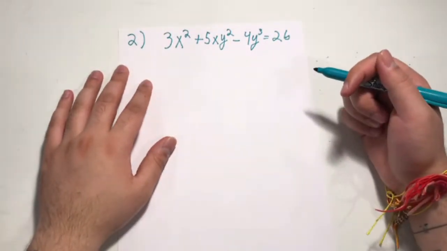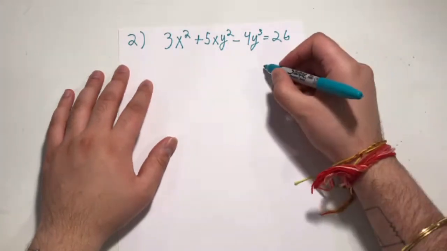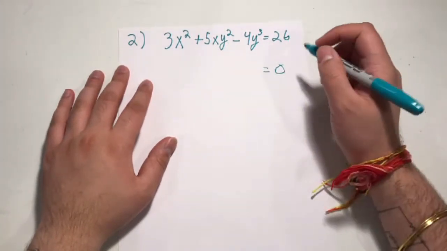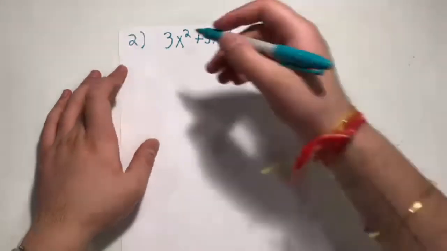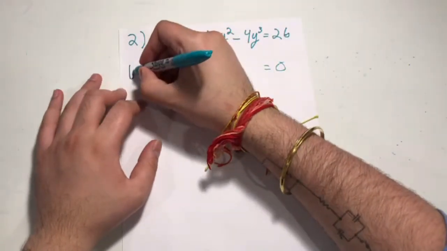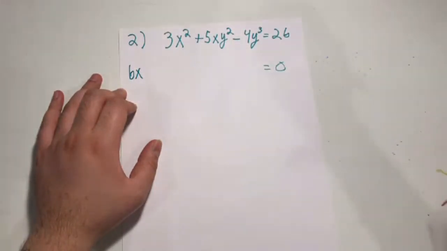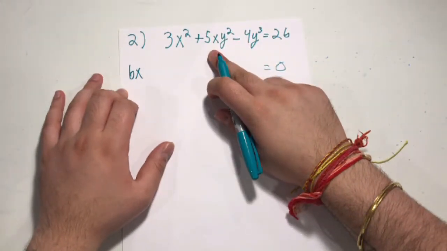All right, so here, same steps apply. Differentiate both sides with respect to x. This side's easy, right? What's the derivative of 26? That's just 0. So let's take the derivative now of 3x squared. So that's going to be 6x. Now, the derivative of 5xy squared.